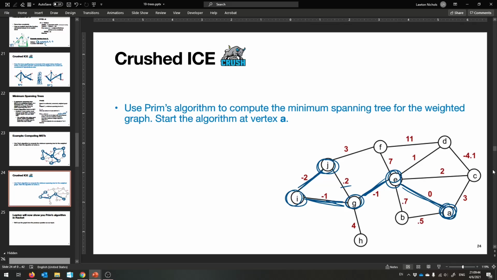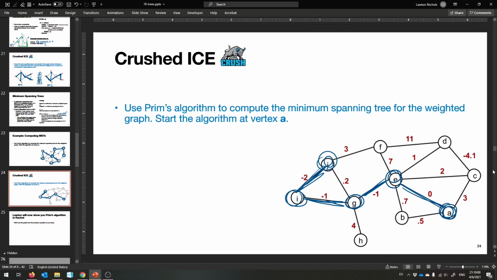Let's see here. Yeah, that looks like the smallest, right? Oh, sorry. No, 0.2 is not a contender because we've already visited G. Silly me, sorry. Let's see here. What are we going to do?